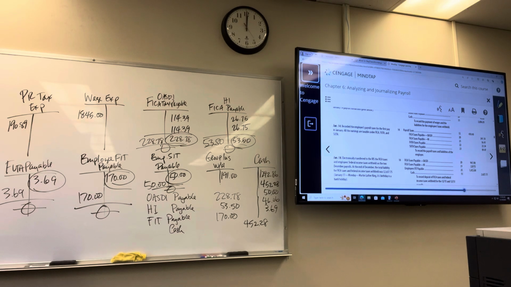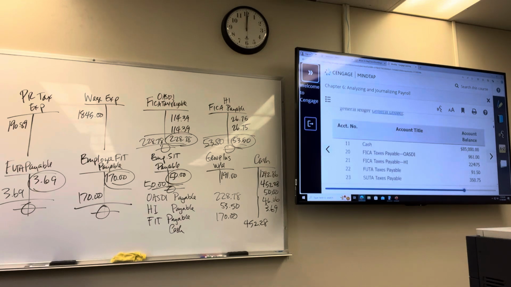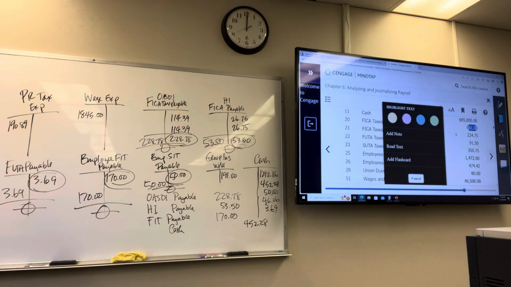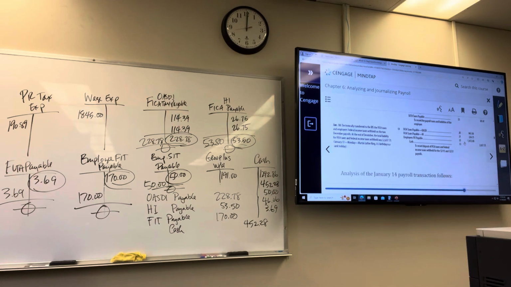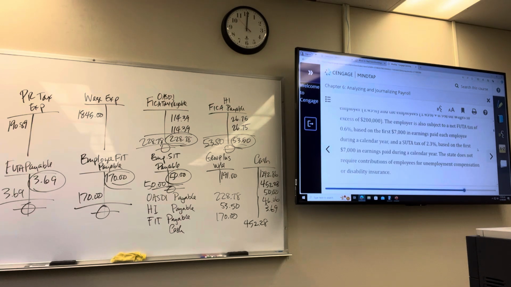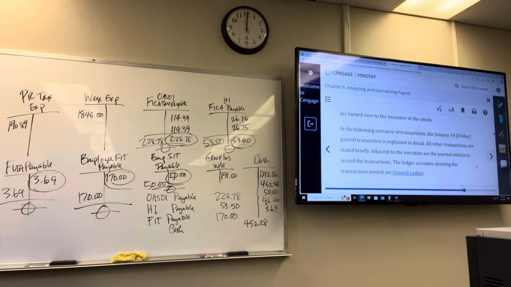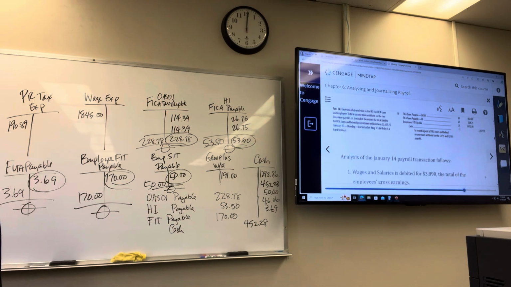So FICA taxes payable, $961, that's the amount that was due. That's not the amount that we just withheld, because that's not due until next month. That was the amount that was withheld in December. So this balance right up here is what's being paid. Same thing for the FICA taxes payable, the Medicare taxes, and the federal income taxes. That's all coming from our beginning balances here that were carried over from last month. And then the cash going out.